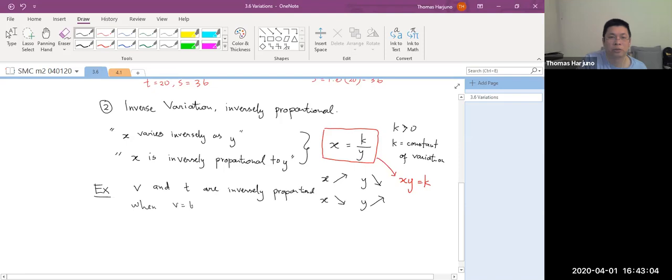v equals 60, t is 3. The first question is find k, the constant of variation. Second, find the equation. And then the third one, find t when v equals 80.